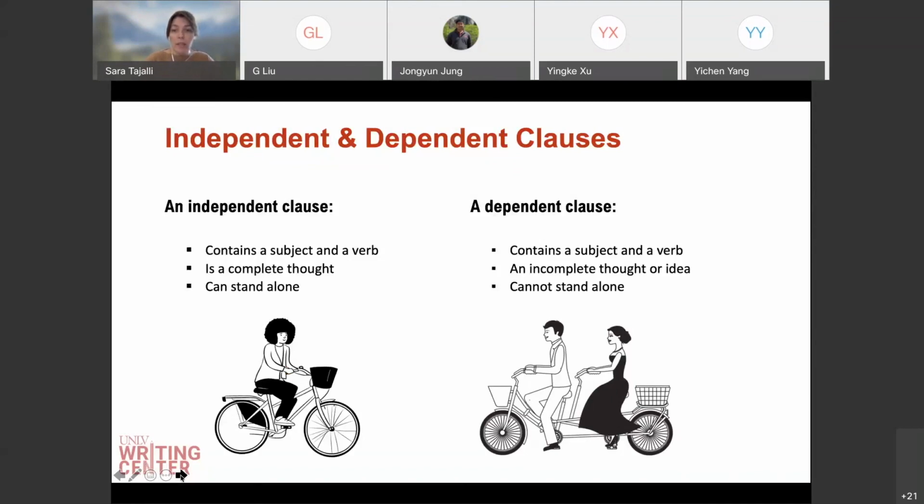A dependent clause also contains a subject and a verb, but it's an incomplete thought or idea. So it cannot stand alone. Just like these bicycles, you can't ride tandem with just one person. So a dependent clause needs an independent clause in order to make sense and in order to be a complete thought.